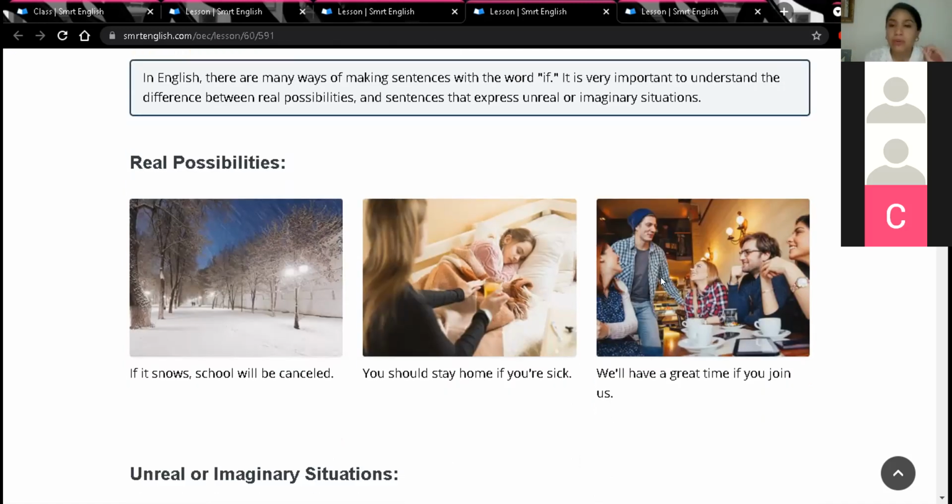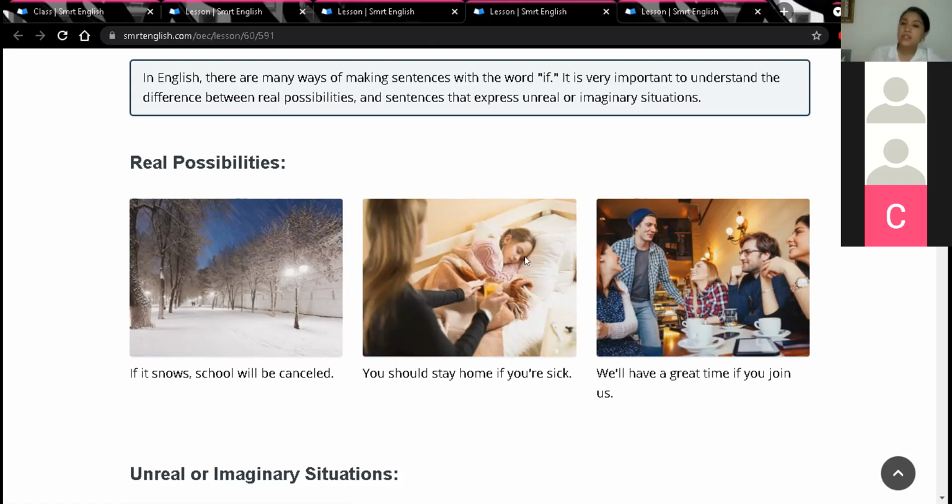For example, real possibilities. Alberto, help me to read the 3 examples I have here, please. Alberto, are you there? Sorry. If it snows, school will be canceled. You should stay home if you are sick. We'll have a great time if you join us.